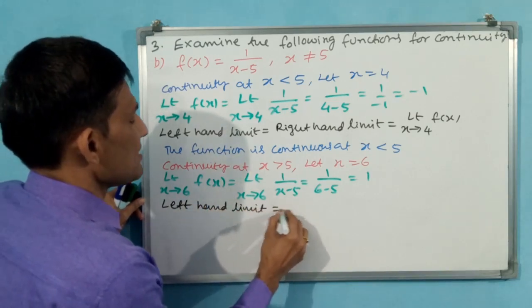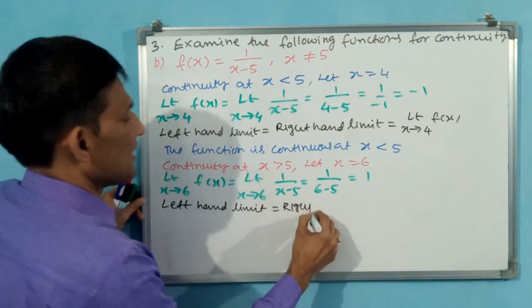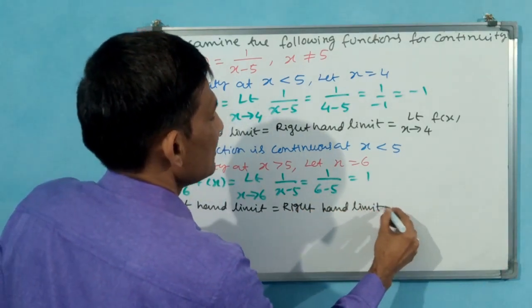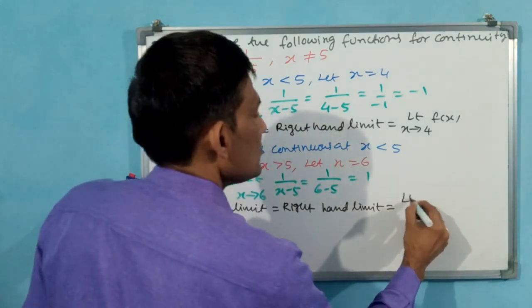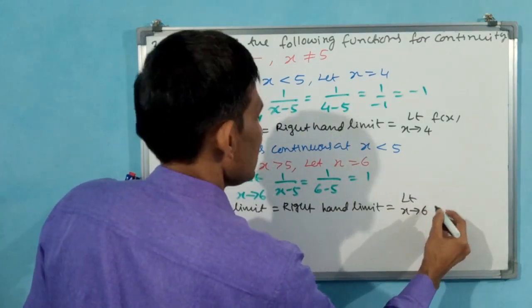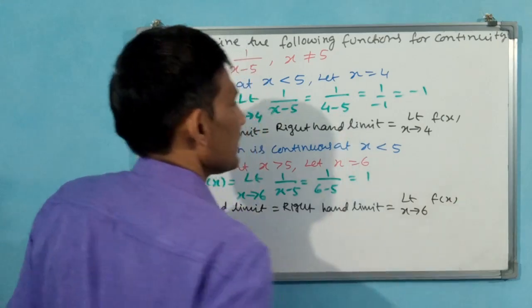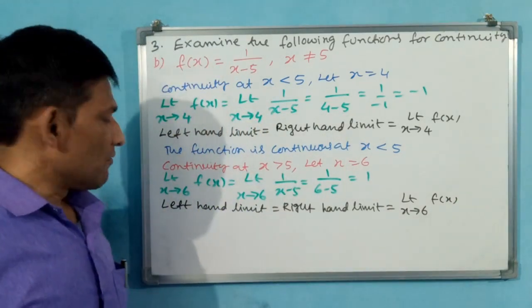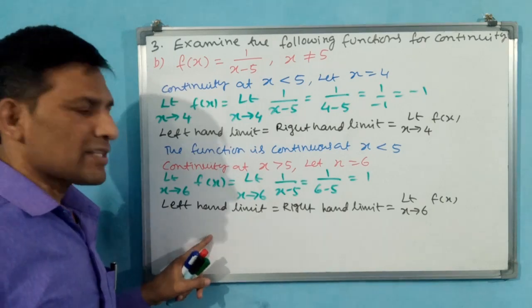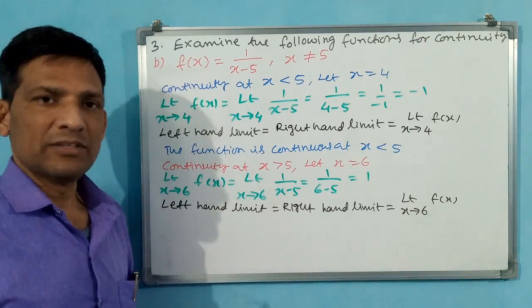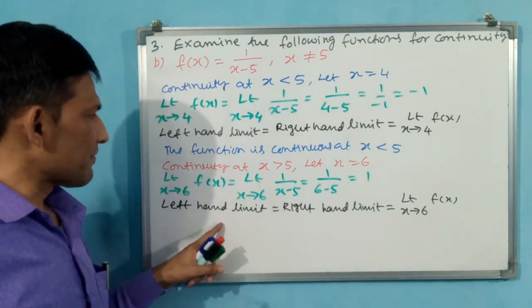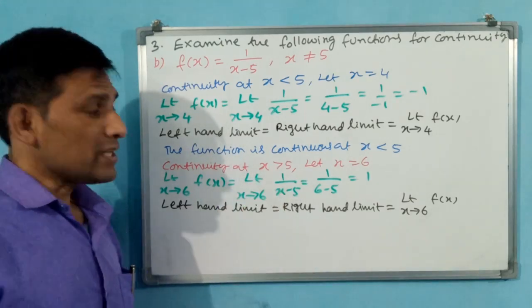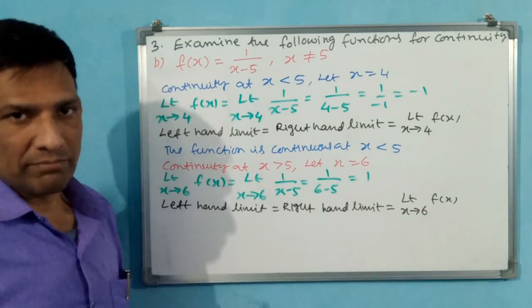Left hand limit is equal to right hand limit is equal to limit x tends to 6 f of x. Okay. Now this is over. Now you have to write continuity of the function. What we have to write? Shall we write the function is continuous at x is equal to 6? No. We have to write the function is continuous at x is greater than 5. Okay. Why? Because any number if we give, the same thing is going to come.